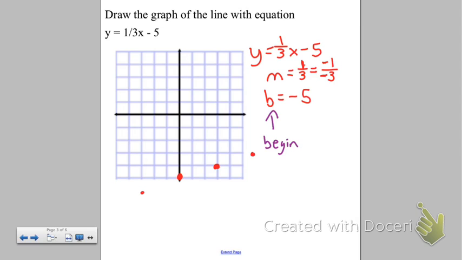Now, you would take a ruler and connect your points all the way through the graph. And the biggest thing to remember as well, we need to label our line. So next to my line, I'm going to write y equals 1 over 3x minus 5.